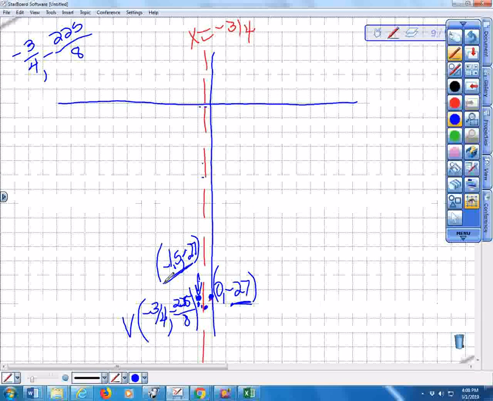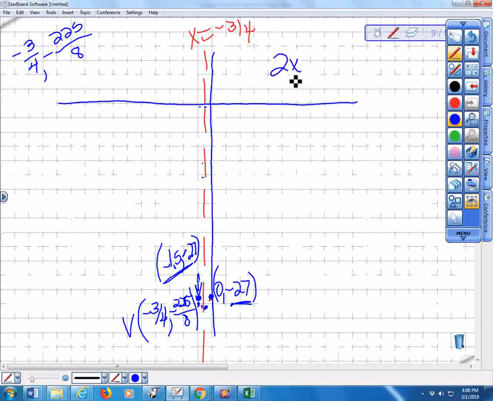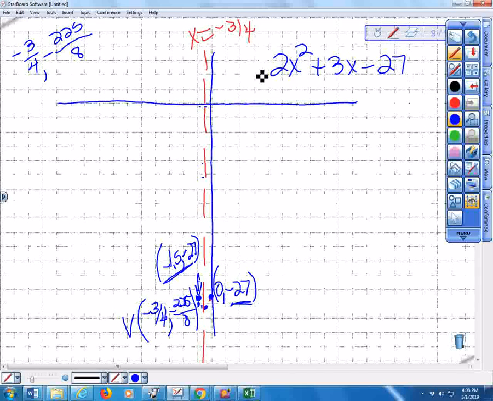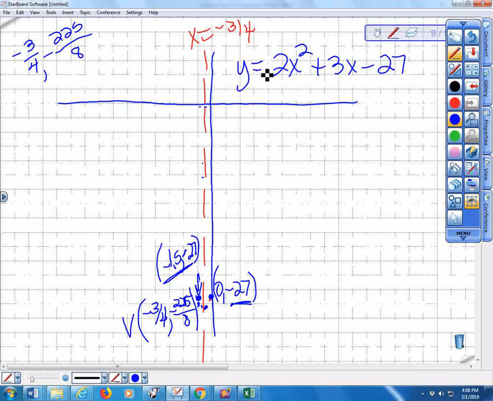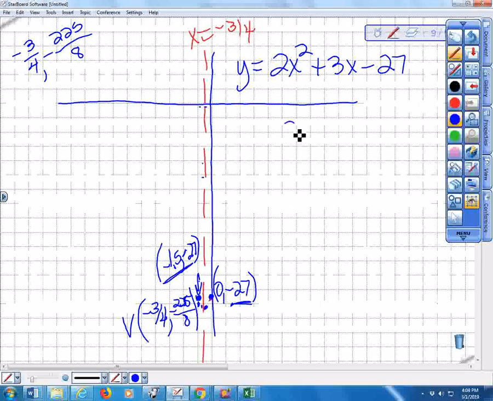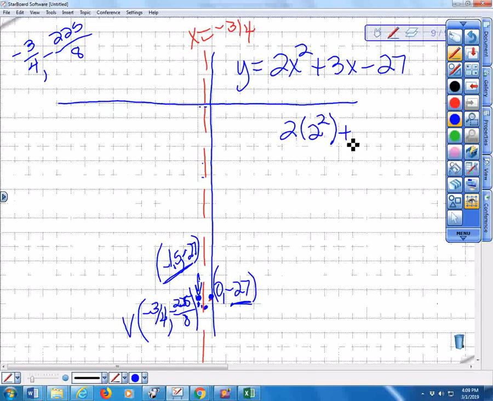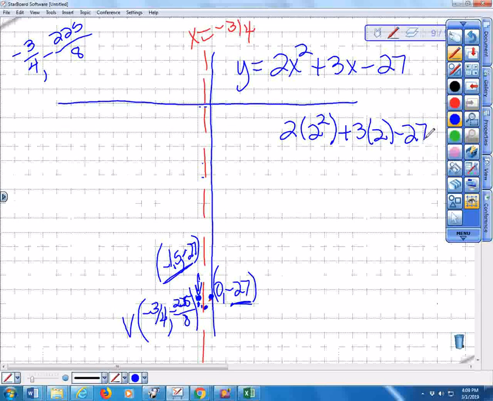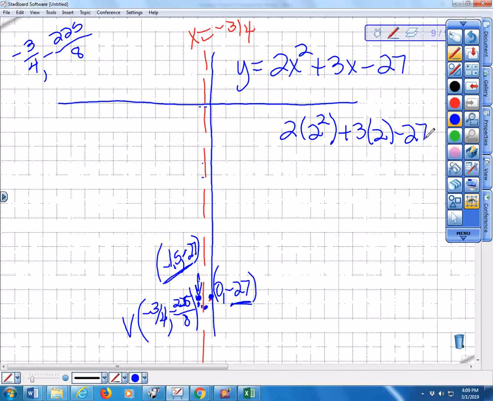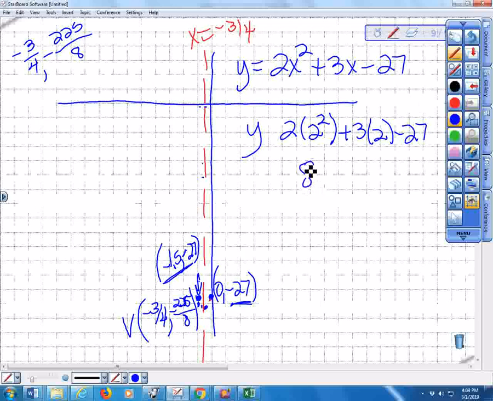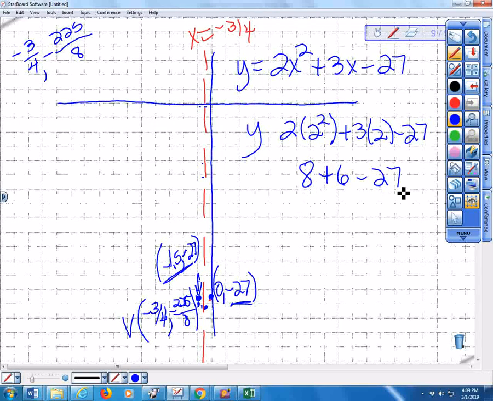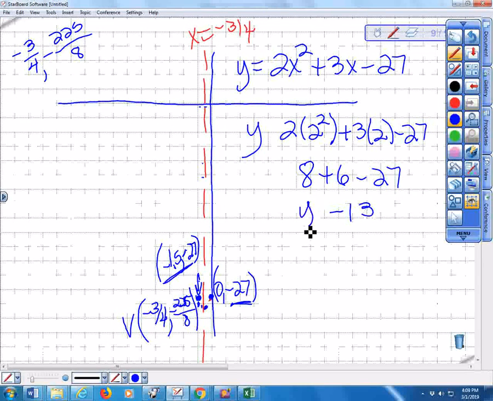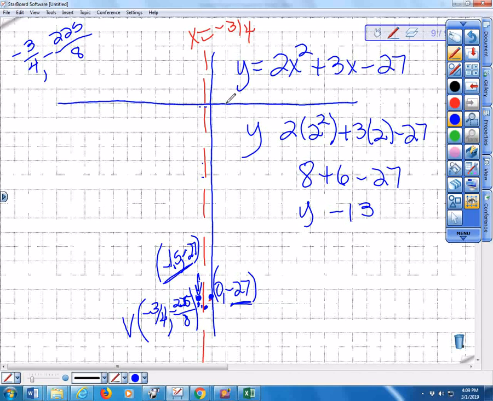So what I'm going to do is pick any number and put it into my original equation and solve for y. So let's just pick 2. 2 times 2 squared plus 3 times 2 minus 27. There's no right number to pick. You get to pick whatever number you want. Okay, put it in. 4 times 2 is 8, plus 6 minus 27. 14 minus 27 is negative 13. So the coordinate is 2, negative 13.